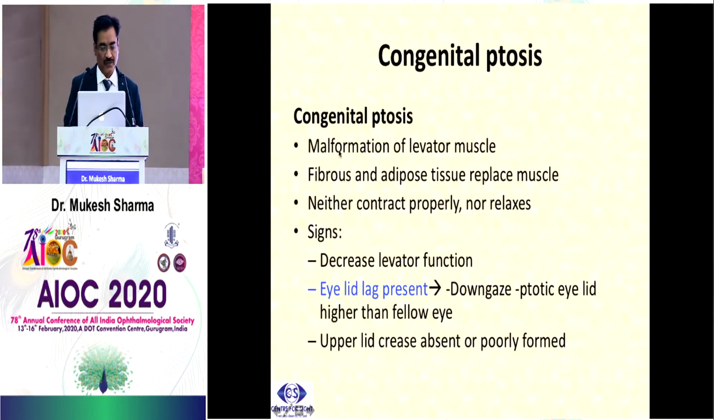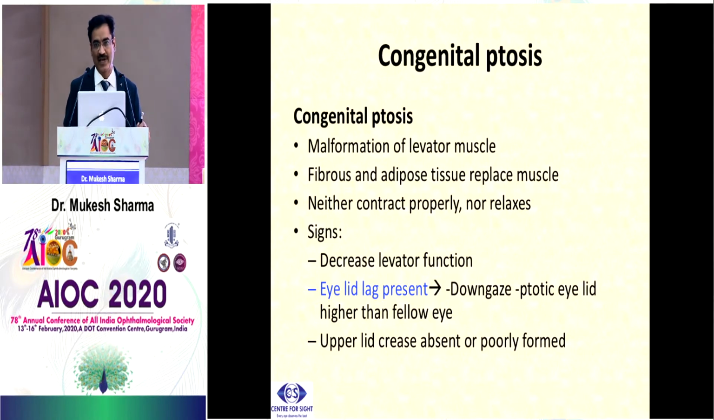Congenital ptosis, we all know it is a malformation of the levator muscle. The muscle is replaced by fibrous and adipose tissue, and it contributes that neither is the muscle able to contract properly, so you get ptosis, nor is it able to relax properly. Because of this particular function, you get lid lag in downgaze, because these muscles are not able to relax properly, and this is a cardinal sign for congenital ptosis.